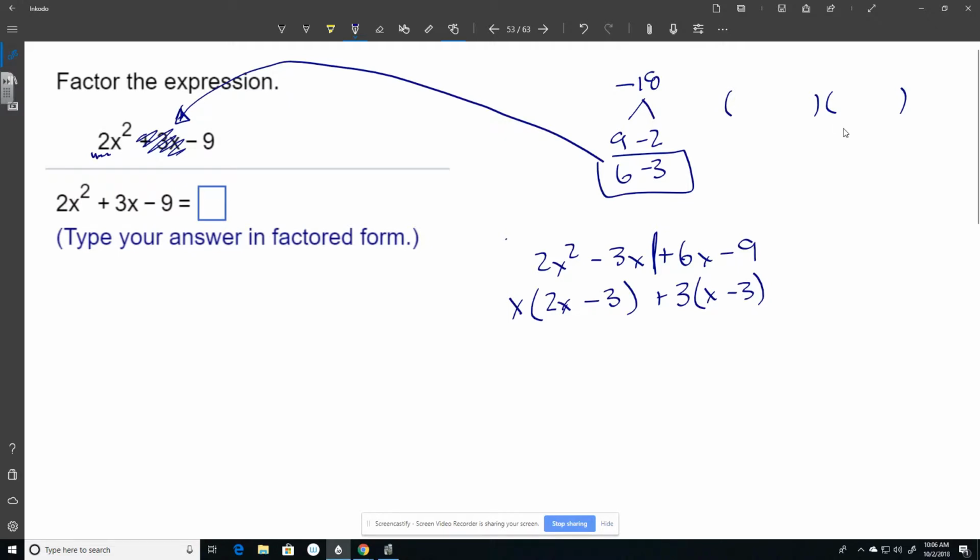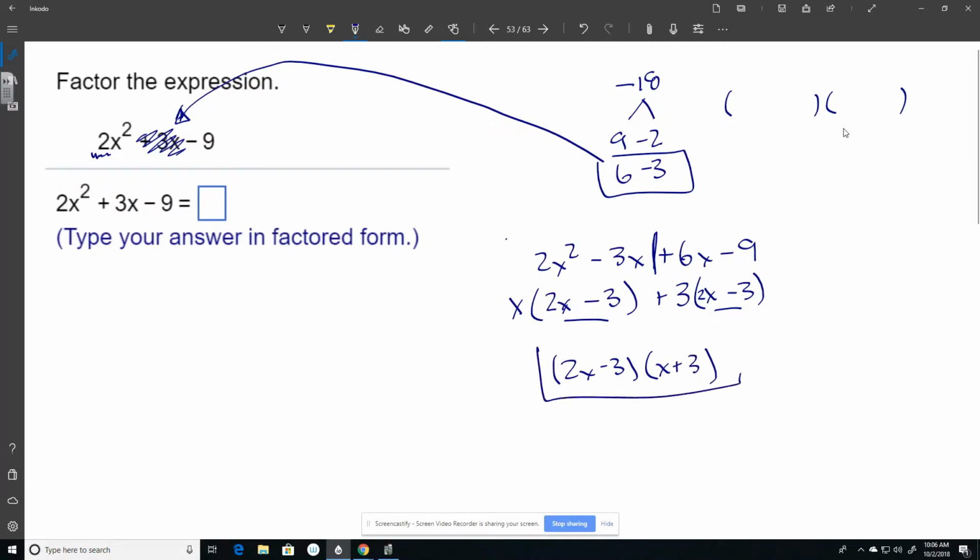So my answer: 2x, 6 divided by 3 is 2x's, minus 3. My parentheses are the same, so that's one of my answers. My other answer is x plus 3.